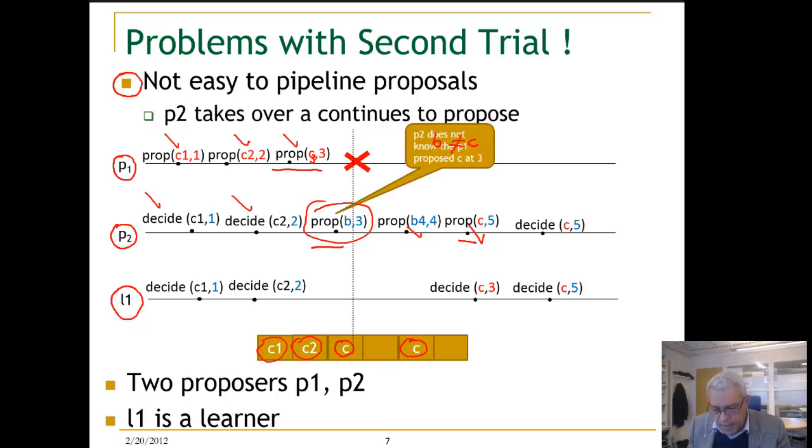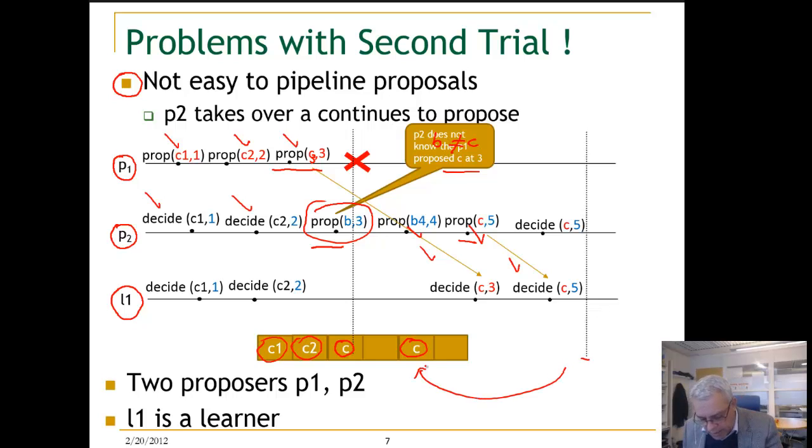You can see here that P2 does not know that P1 proposed C at slot 3. And of course, this is where the proposals are decided. This is when you know that C is decided. And you know also that C is decided again, but in a different slot. And what I'm showing here is the situation at this point.